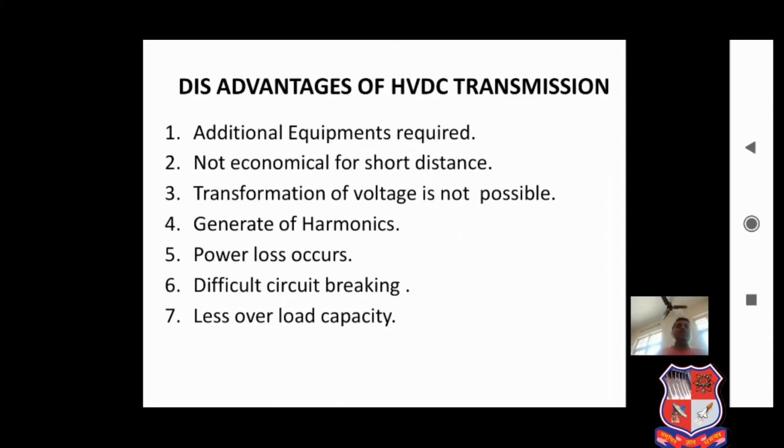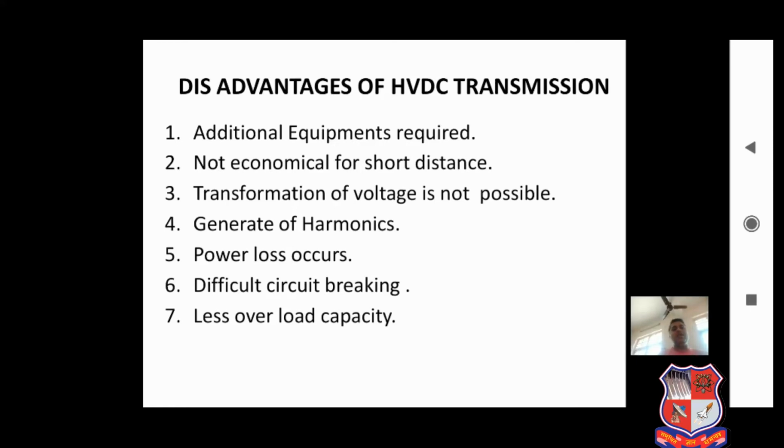Disadvantages of HVDC transmission systems. In HVDC transmission systems, we need converter and inverter circuits, so additional equipment is required and the cost of the system is higher. Not economical for short distance: obviously this additional equipment cost is high, so it is not economical for short distances. Transformation of voltage is not possible: obviously a transformer does not work on DC supply, so we cannot step up or step down the DC voltage through a transformer.